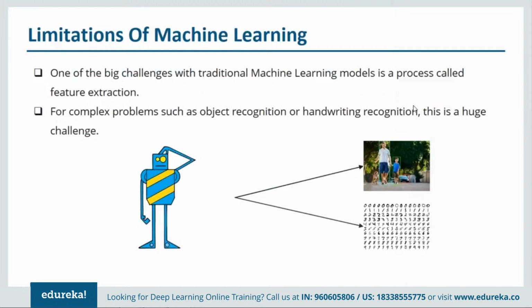Now one of the biggest challenges with machine learning models is feature extraction. Now let me tell you what are features. So in statistics, we consider features as variables, but when we talk about artificial intelligence, these variables are nothing but the features.